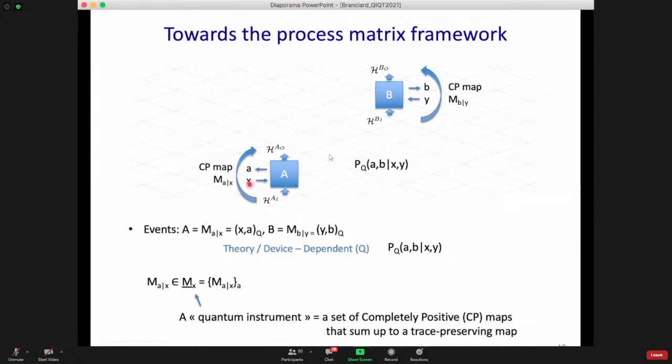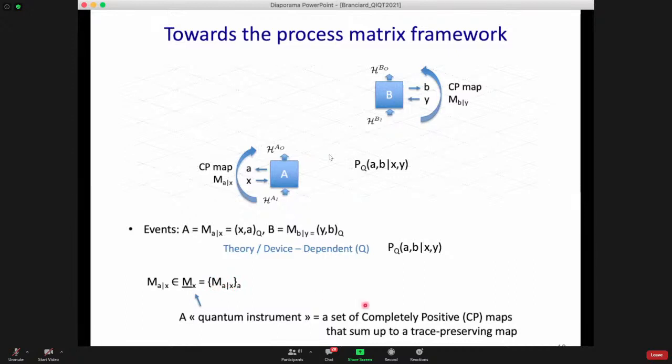So the general operation that A and B can do is actually not just a CP map. They have to choose a quantum instrument. It's a set of completely positive maps that sum up to a trace preserving map. As you know, quantum theory is probabilistic, so they cannot always choose a deterministic operation. They have to choose several options. And so they have to choose among a set of different possible operations.